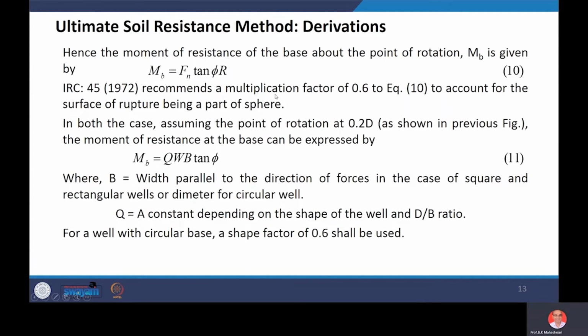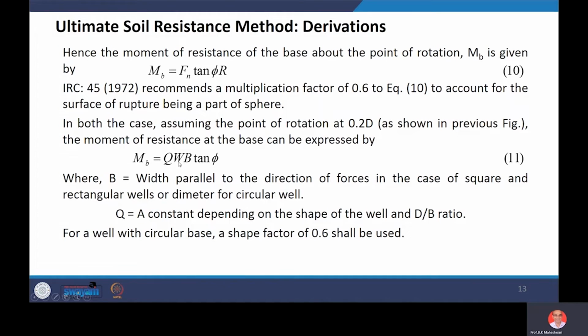The moment of resistance of the base about the point of rotation, MB, is given by this relation, where MB is F1 tan phi into R, where the IRC 45 method recommends a multiplication factor of 0.6 to equation 10 to account for the surface of rupture being a part of a sphere. All right. In both cases, assuming the point of rotation at 2 times D as shown here, the moment of resistance of the base can be expressed by equation 11, where it is tan phi as it is.